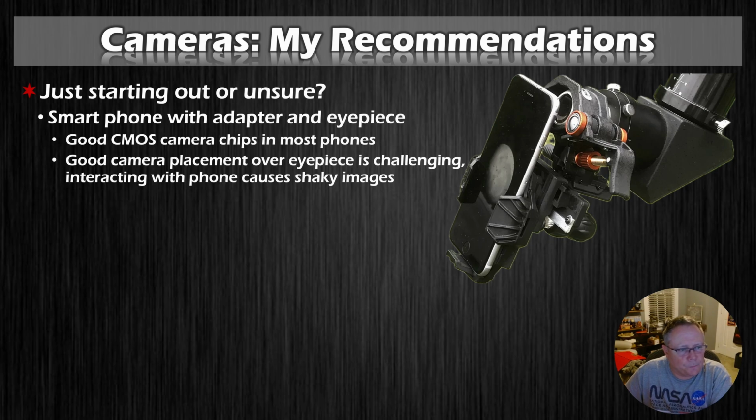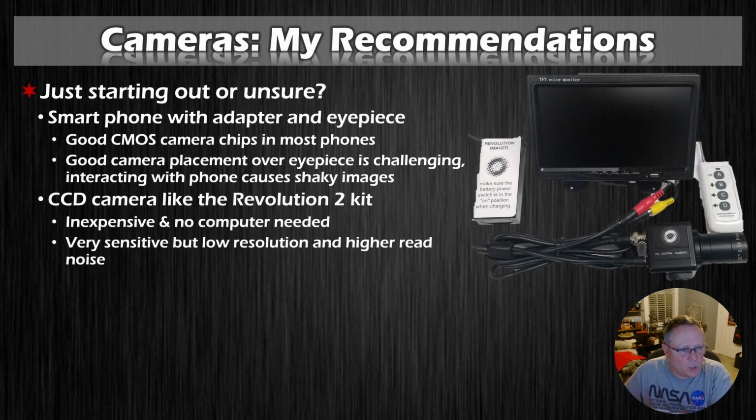Another inexpensive option is to purchase a CCD camera kit like the Revolution 2 Imager. These are inexpensive, costing around $300, and you don't need a computer. Unfortunately, the resolution is sort of low at 720 by 576 pixels, and it does have a higher read noise than other options. Now, these used to be my recommendations.